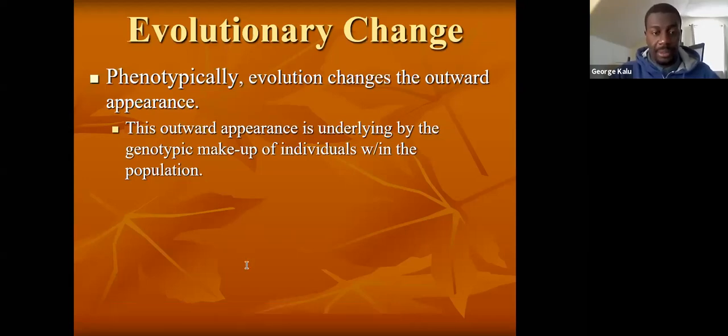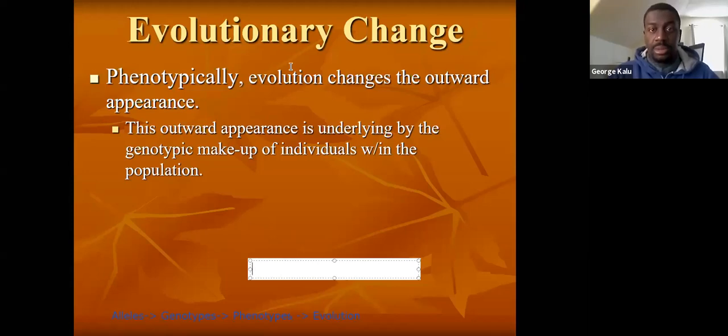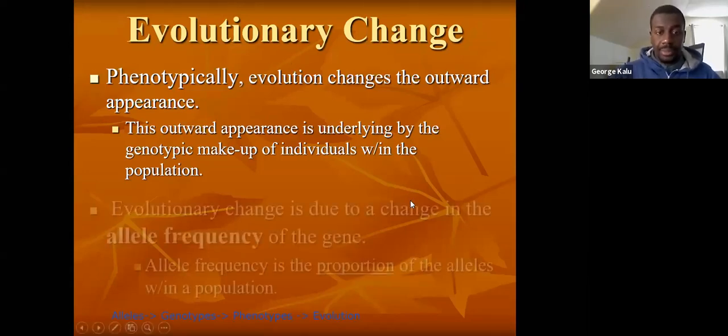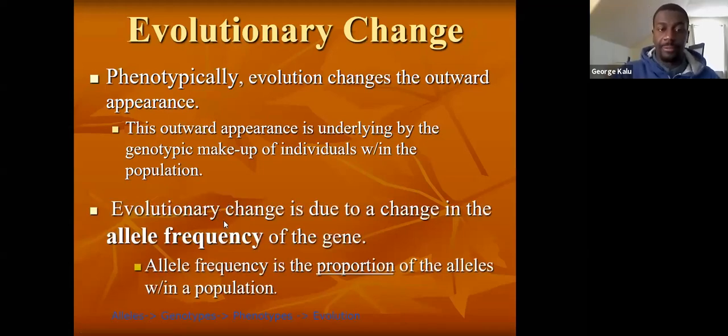Okay, so I'll just leave that there. So that's exactly what we see here. So for us to see an evolutionary change, that is ultimately going to be due to a change in the allele frequency. Okay, so when we talk about an allele frequency, it's just the proportion, or the ratio, of that allele within that particular population. Okay? The proportion of that allele in a population.